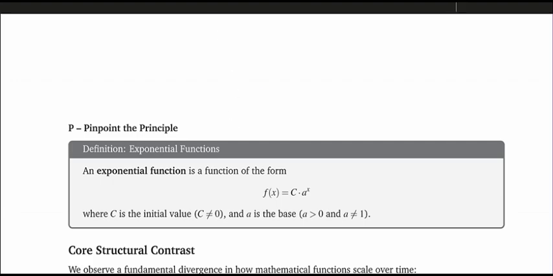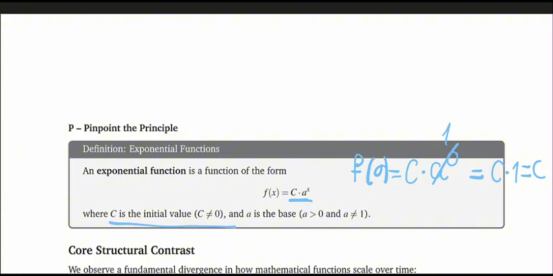This brings us to the definition of an exponential function. An exponential function is a function of the form c times a to the x, where as a matter of convention, c is called the initial value. Why is that? Because when I plug in 0, f of 0 equals c times a to the 0. A to the 0 is just equal to 1. So c times 1 makes c. That's called the initial value.